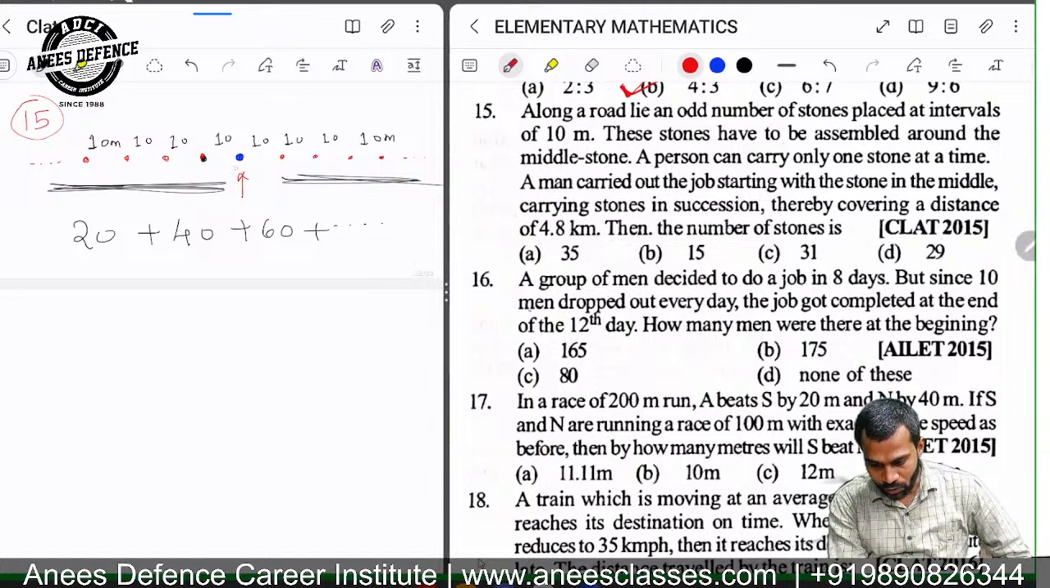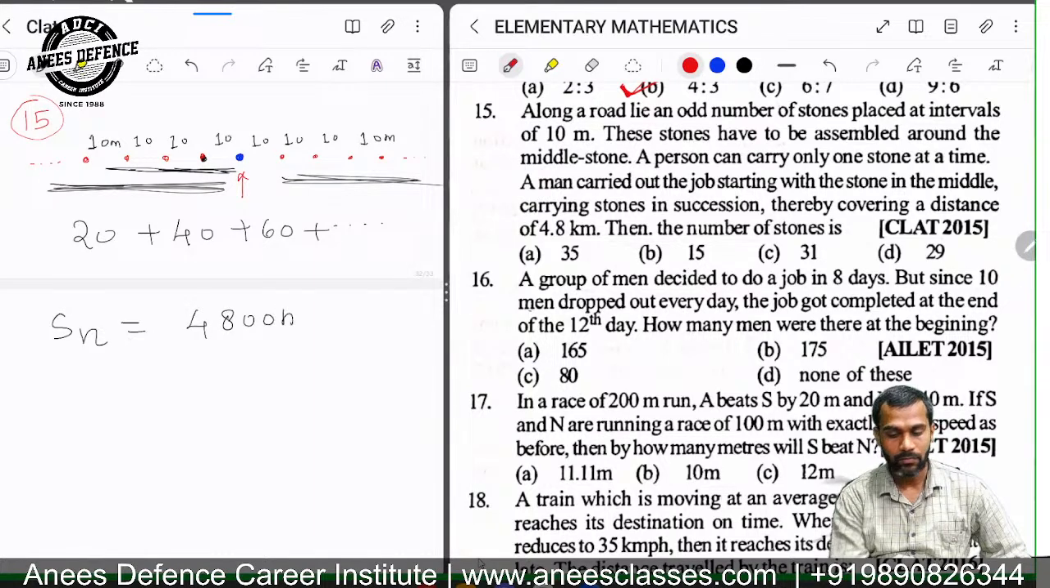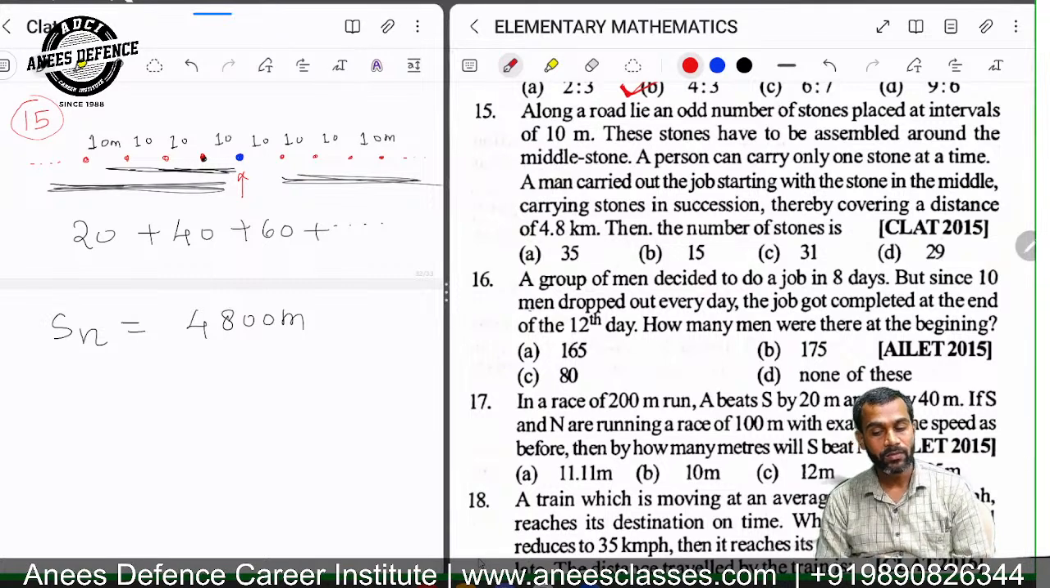Yes, sir. For this stone, 20 and then come back, 20, 40. For this one, 30 and come back, 60. So 20, 40, 60 up to n terms is equal to 4.8 kilometers. That is 4,800 meters. So what is Sn? 4.8 kilometers means every unit is in meters. So 4.8 into 1000, that is 4,800 meters.